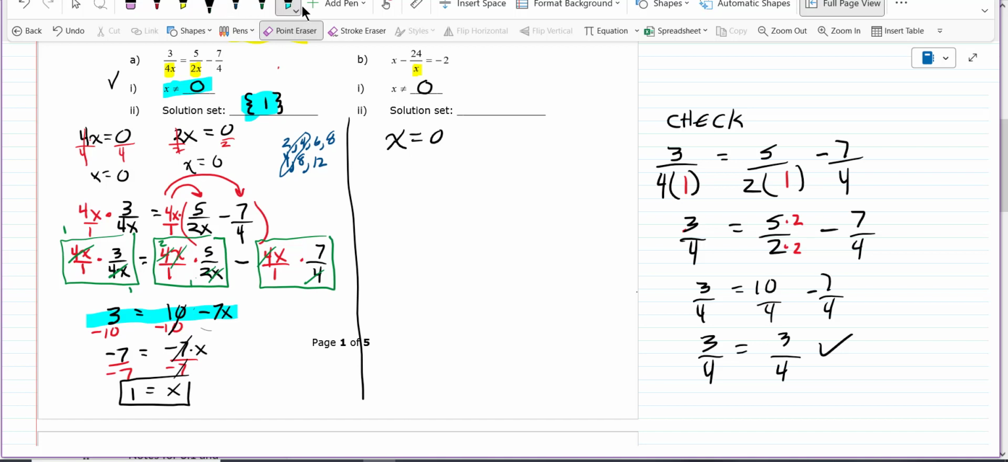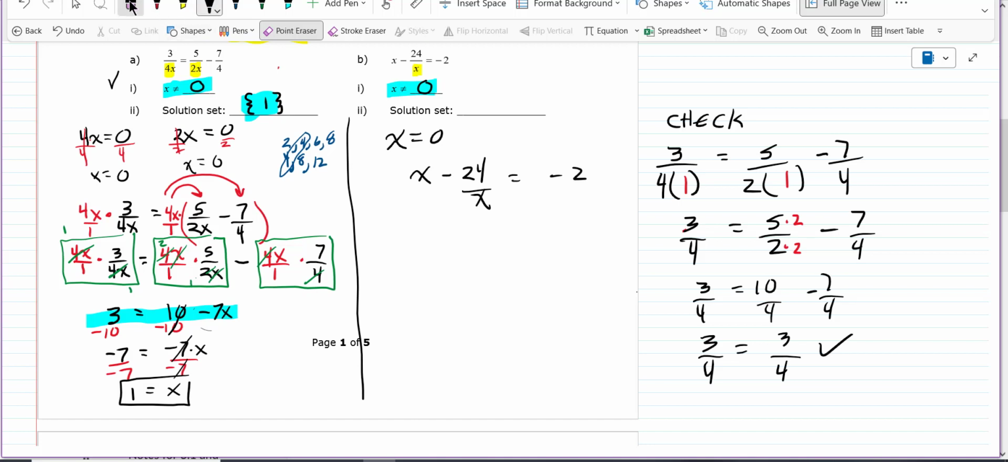So when we solve this equation, we don't want to get 0 for an answer. If we do, we have to throw it out. So what we've got to do is figure out how we're going to get rid of the fraction. So I'm going to go ahead and write down the original equation.